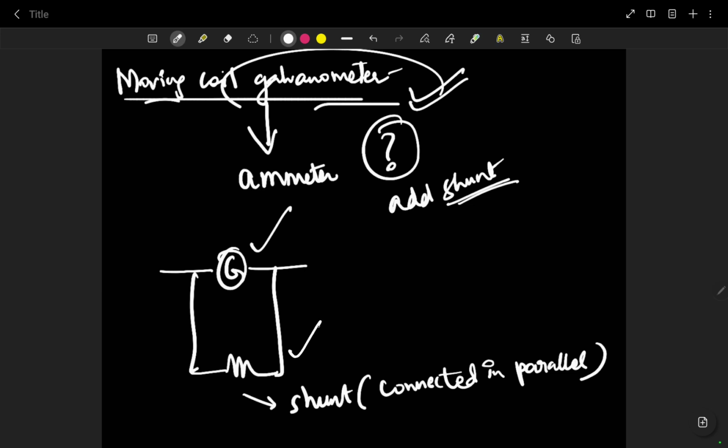While doing that, one more thing we have to note: as you can see, this is the galvanometer, this is the resistor added in shunt, that means in parallel, right? And we have to make sure that most of the current passes through this resistor only so that it can become an ammeter. What is our goal? Our goal is to convert a moving coil galvanometer into an ammeter. And in your book you will see RS is given as IG upon I minus IG, times RA.